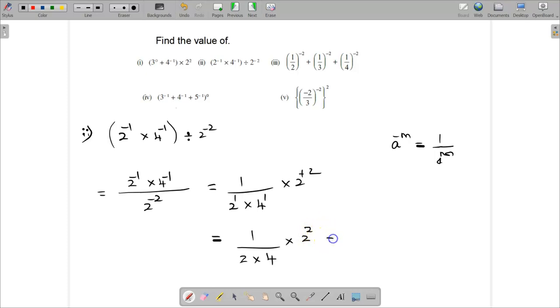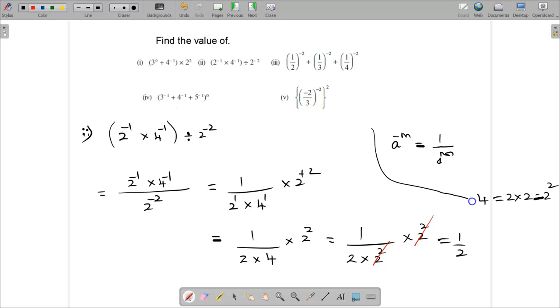So either 2 square, you can write it as 2 into 2 and cancel out. Or what you can do, 1 by 2 into, what is 4? 4 is nothing but 2 square. Like this also you can rewrite the expression. So 4 is nothing but 2 into 2, and 2 into 2 means 2 square. So like this also we can write. So whichever you can cancel, 2 square in the denominator and 2 square in the numerator get cancelled. So the final answer is 1 by 2. For the second subdivision, the answer is 1 by 2.